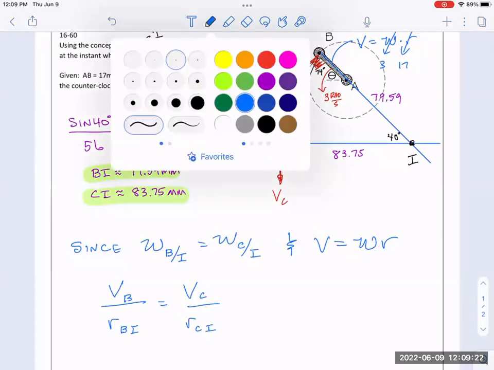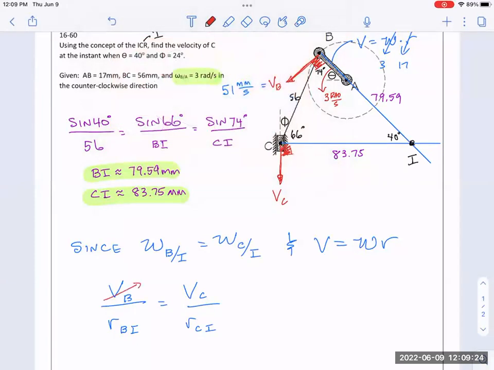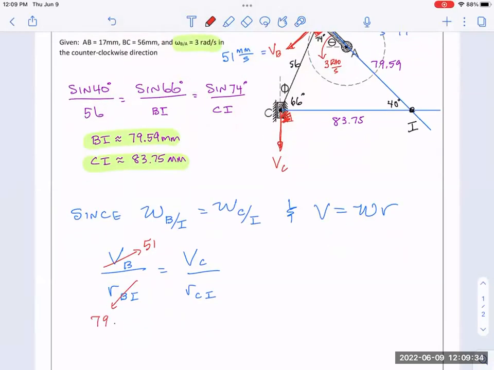And start plugging and chugging, as is often said. Velocity of B, I know, is 51. That radius of BI, I know, is 79.59. And the radius of CI, I know, is 83.75. Oh, cool. I can find the velocity of C then. 83.75 times 51 divided by 79.59. 53.67.